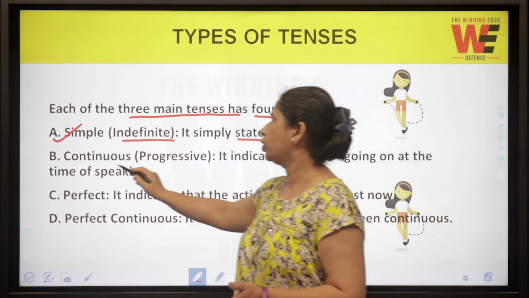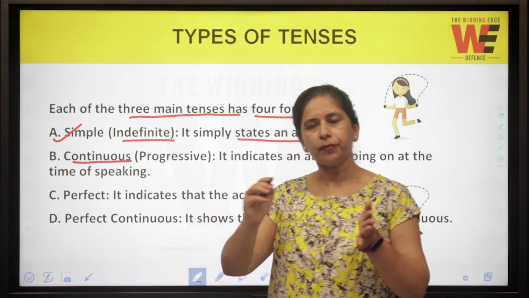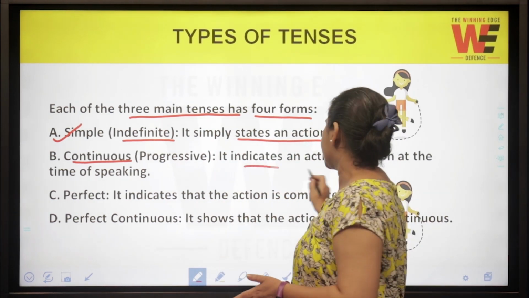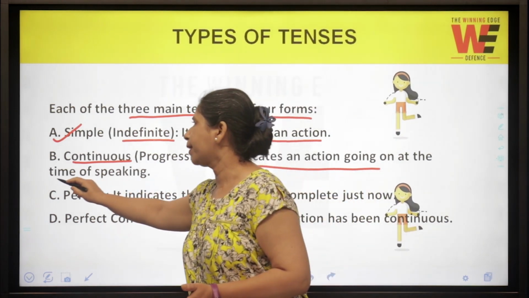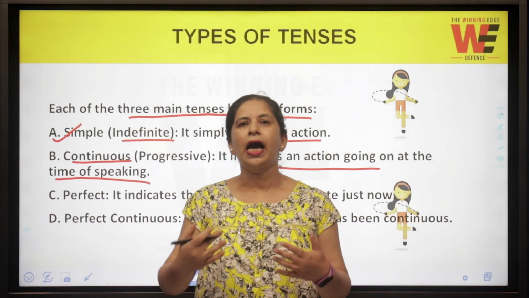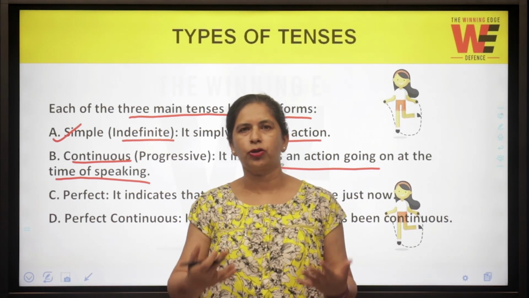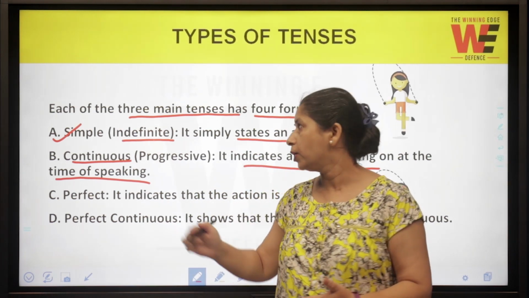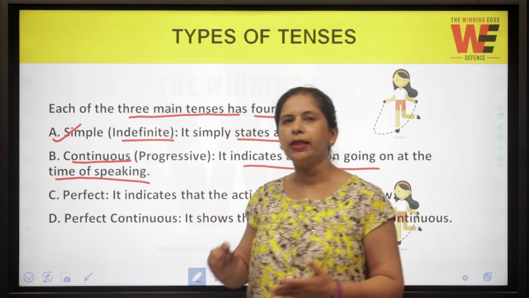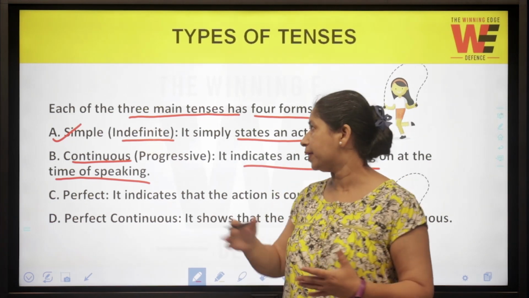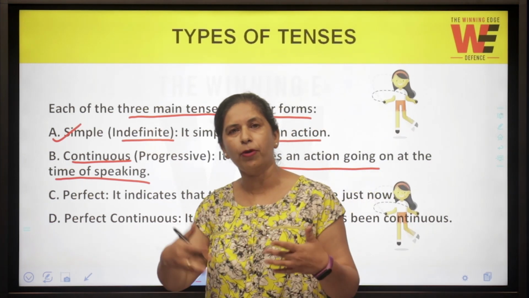Then is the continuous. You are saying that the present continuous tense indicates an action going on at the time of speaking. जब आप बोल रहे हैं वो action continue हो रहा है. जैसे I am teaching you at this moment. So this action is going on. I am reading Shakespeare at the moment. So that will be the example of present continuous tense. So the action is going on at the speaker's time of speaking.